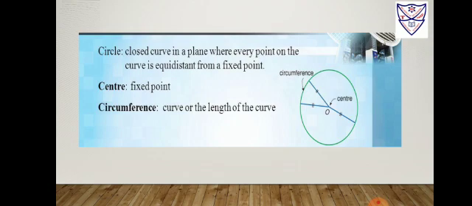What is a circle? A circle is a closed curve in a plane where every point on the curve is equidistant from a fixed point. So students, this is a fixed point and it is a closed curve, equidistant from a fixed point. This fixed point is known as the center.